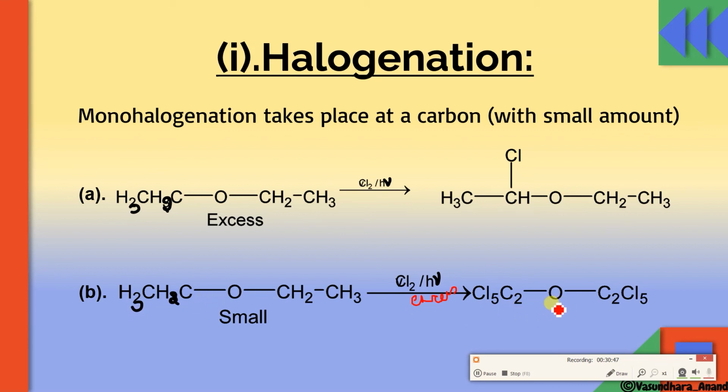Such a type of compound in which all the hydrogens are substituted by a single element is named with the per prefix. So that's why we can name it perchlorodiethyl ether, or perchloroethoxyethane. Yes, got it?